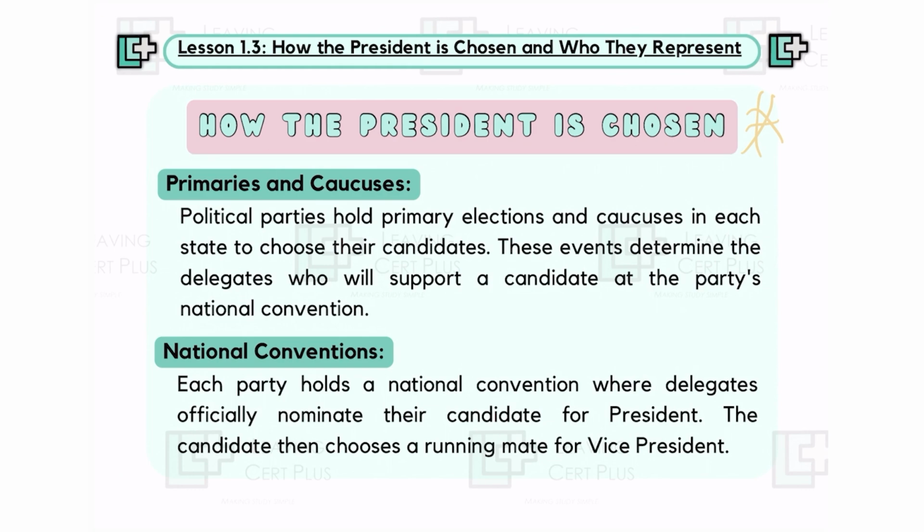So there will be a number of delegates from many different states for the Republicans, for example, and then at the National Convention, the people that they think should go for president will be nominated there. The candidate then chooses a running mate for vice president at that convention.